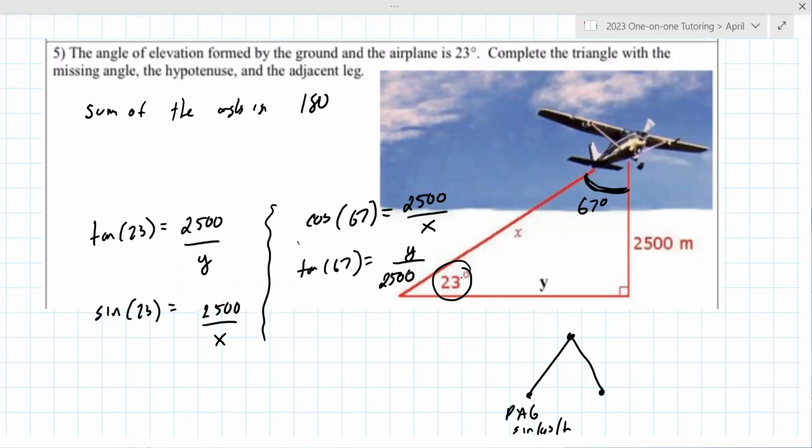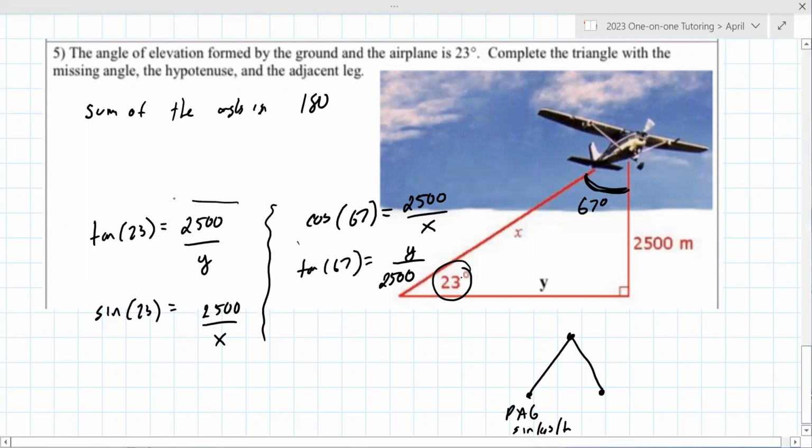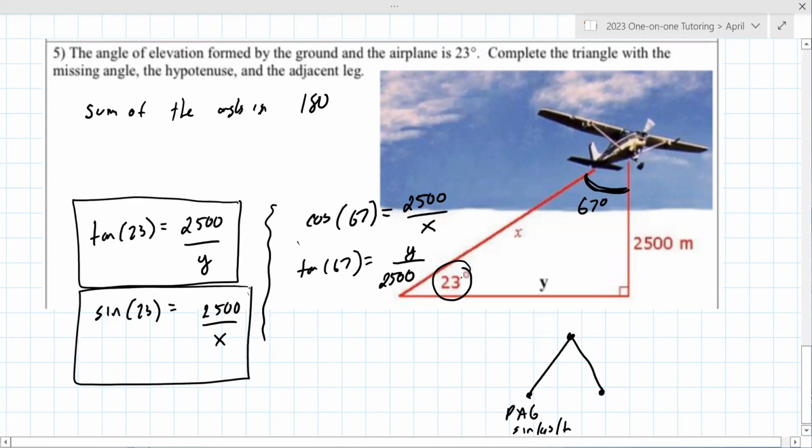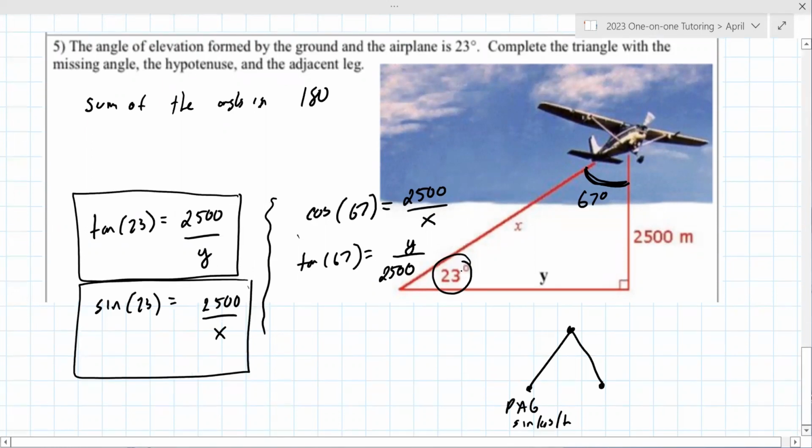Okay. We'll just do the tangent and the sine one, the ones on the left here? Yeah, that's fine with me. Do you remember how we solved for a variable in the bottom, how to get that out of the bottom? Yeah, you multiply it out and then divide on both sides. So the tangent of 23 equals 2500 divided by y, and then y equals 2500 divided by tan 23. Said perfectly. Go ahead and calculate both x and y here for us, please.